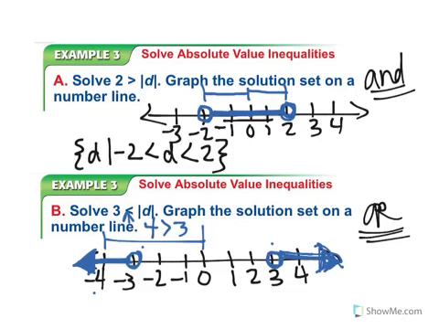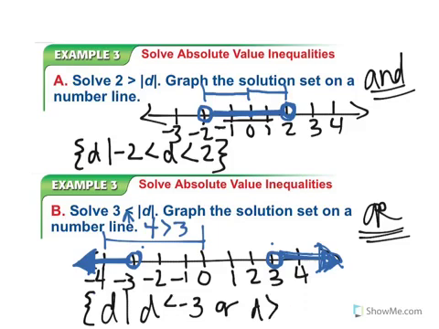For set builder notation, we're going to have our curly brackets. We're going to define our variable, in this case D, then a vertical line. We're going to read from left to right. We have D is less than negative 3, or D is greater than positive 3. Close your curly brackets. Now you try an example.